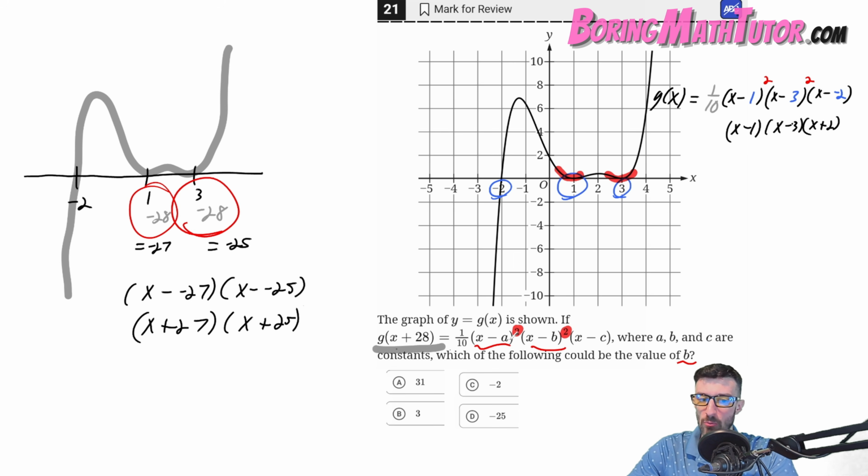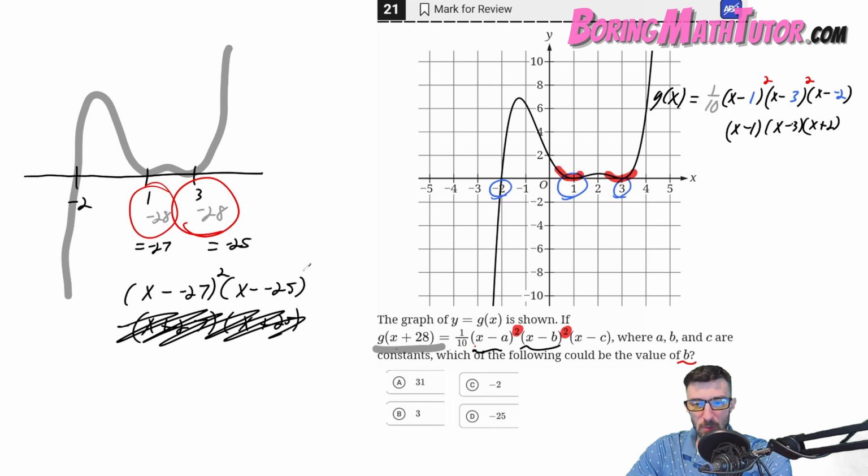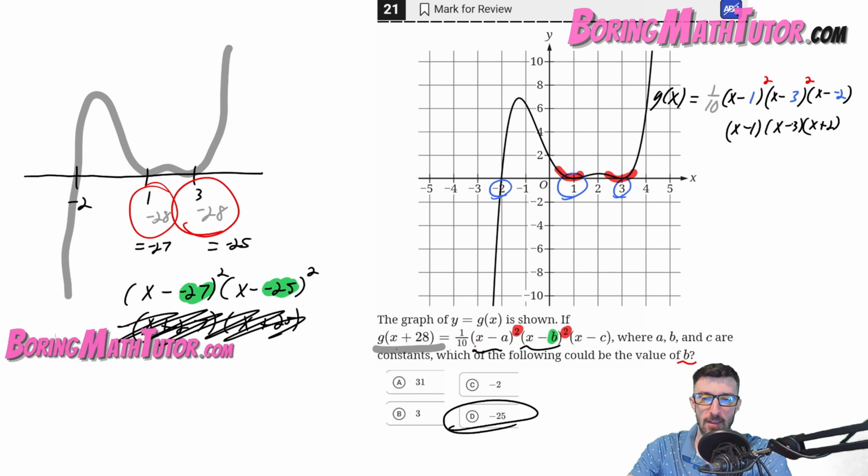But we're really not supposed to change it into that form because if you look at what they did, they left it as x minus. So you don't actually want to change it. You want to leave it the way it is. And of course, you could put the squares here, but they're asking you which one of the following could be the value of b. Now, b is just going to be after the x minus. So it's either going to be your -25 or your -27. Either one would have been acceptable, but the only one listed is -25.